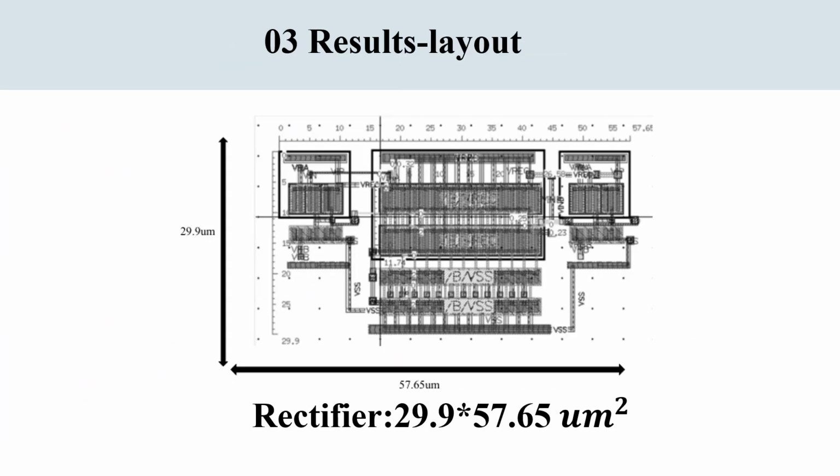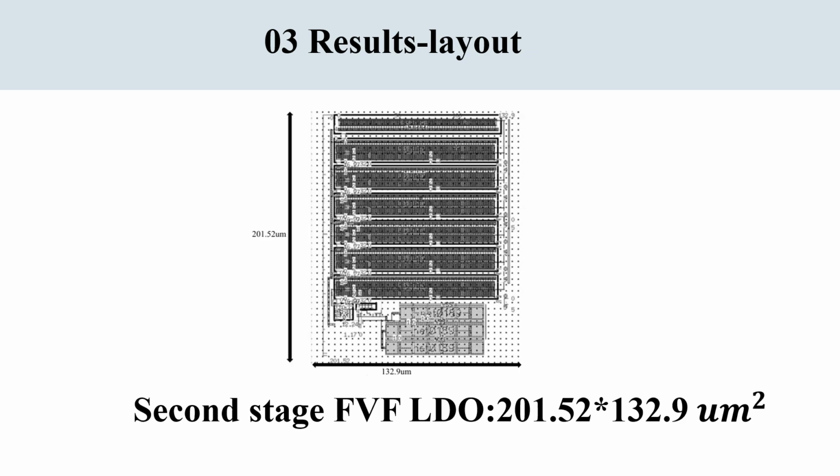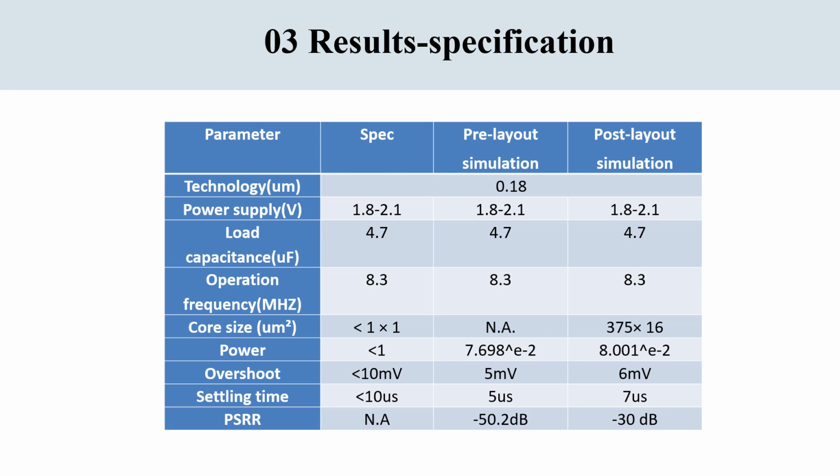Next, the picture shows the layout of the rectifier, whose area is 29.9 multiplied by 57.65 micrometer squared. Next is the first stage FVFLDO layout, whose area is 143 multiplied by 164.76 micrometer squared. And next is the second stage FVFLDO layout, whose area is 201.52 multiplied by 132.9 micrometer squared. According to the figure, it shows the results of specification.